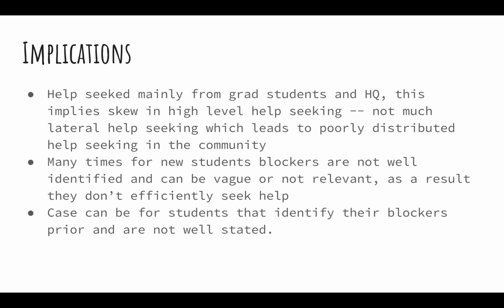The implications we found out of this were that help is sought mainly from many grad students and our mentor and our teacher, Hao Chi. This implies that there's a lot of skew in help seeking towards a certain aspect of the community. So people tend to seek help in a higher manner rather than a lateral manner, the lateral manner being with the help of other undergrads in the community. Instead, they go to people with more experience rather than seeing laterally how they could seek help there.